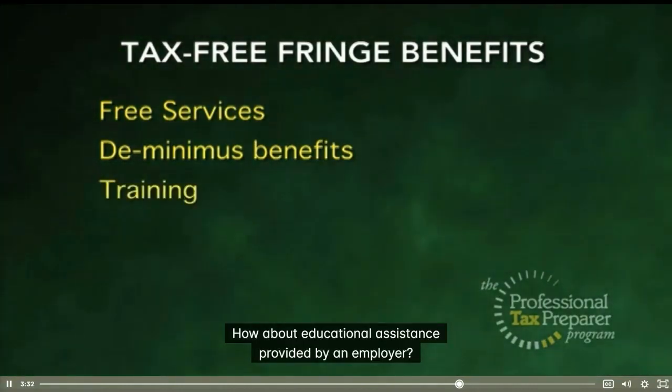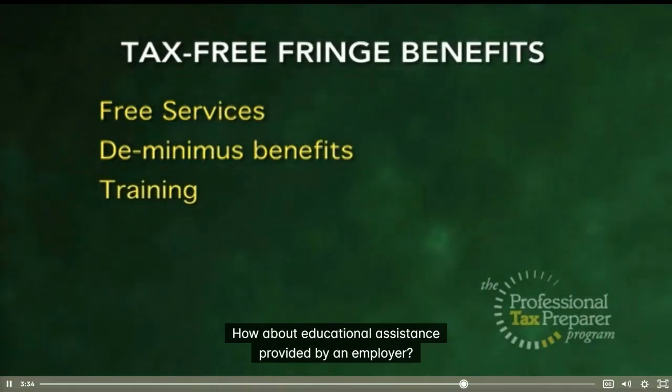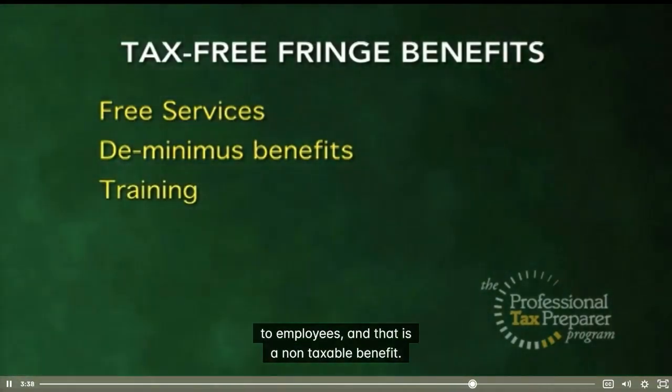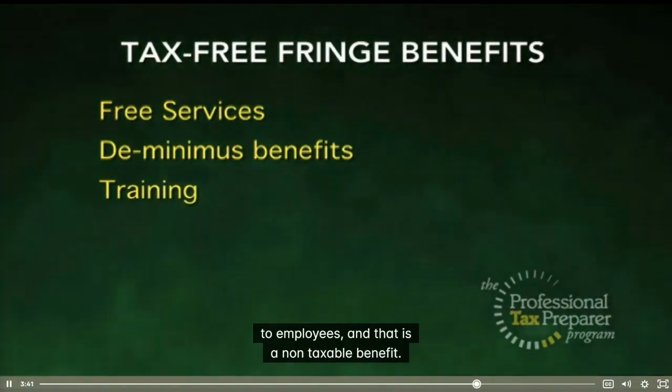How about educational assistance provided by an employer? Yes, employers can provide training to employees, and that is a non-taxable benefit.